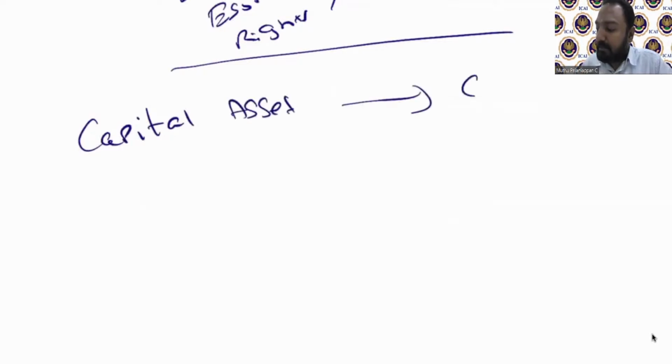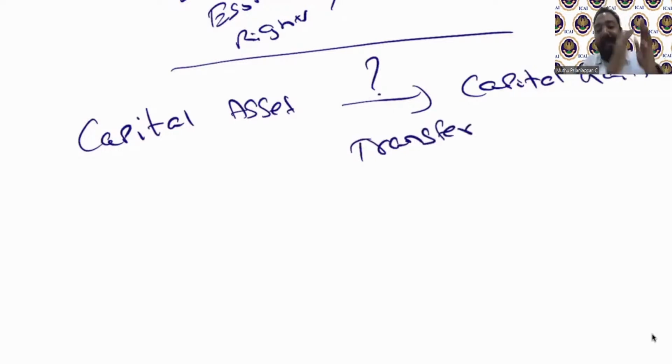But when does it become a capital gain? There is a capital asset. When does it become a capital gain? It happens when there is a transfer. So when a capital asset is transferred, you make capital gain out of it.